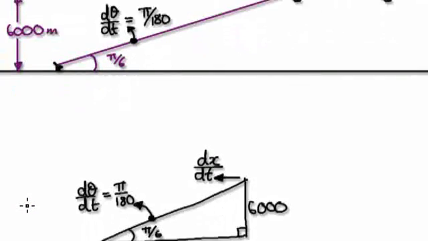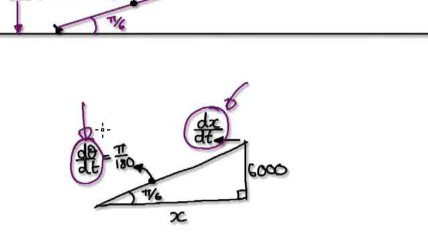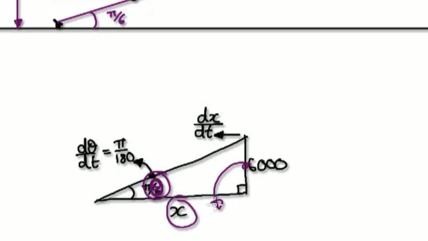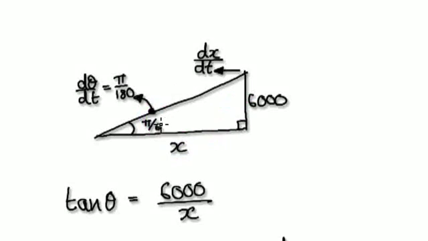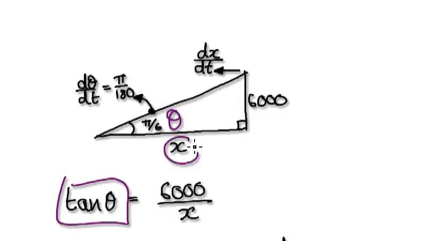Okay, so to do this, if you look at this here, it is the dx by dt that we want to know. We've been given the dθ by dt, and it's this that we want to know. So we've got to find something that connects theta and x. The thing that will connect theta and x will be tan. If you tan the angle, it will be 6,000 over x. So this is the thing that connects theta and x.